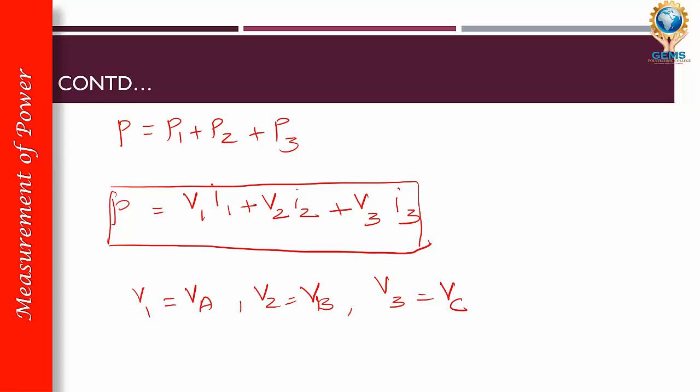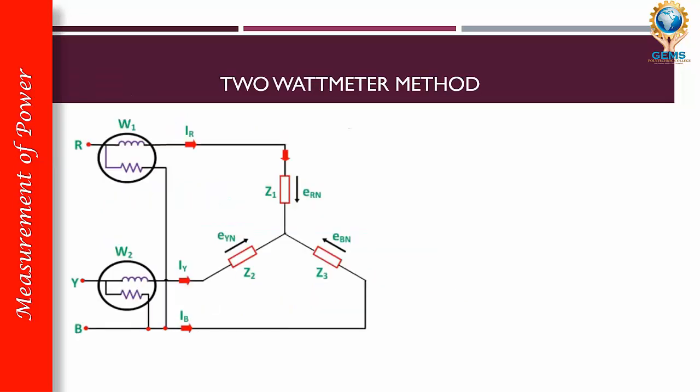Now we will see what the power is if I have 2 watt meters. So now we will see how we can measure power using 2 watt meters. We have 2 watt meters, W1 and W2. The current through W1 is IR and the current through W2 is IB.